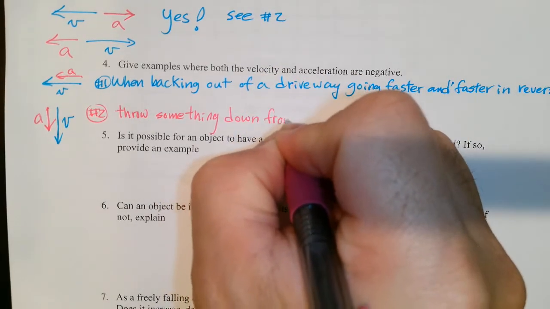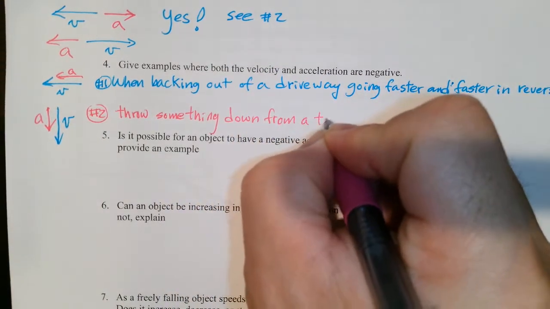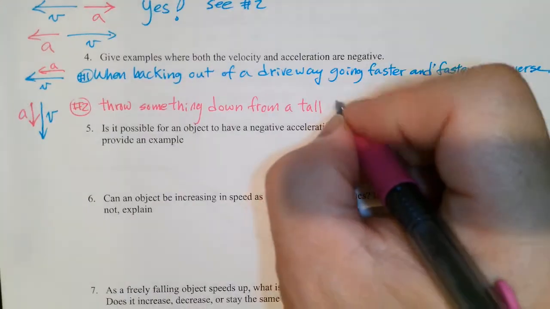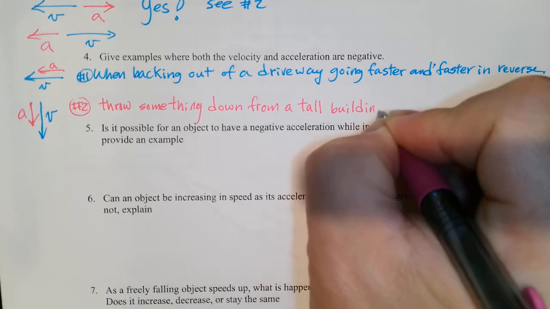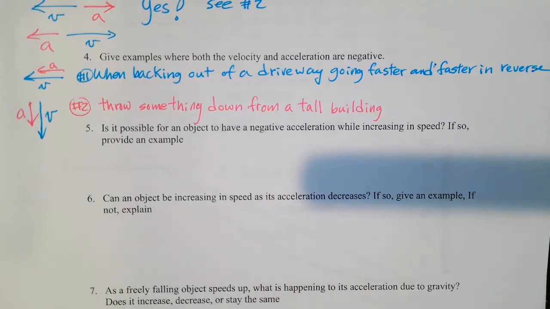From a tall building. So if you throw something down from a tall building, it would have negative velocity. And since the acceleration caused by gravity will always make it accelerate in the downward direction, you would have negative acceleration as well as negative velocity.